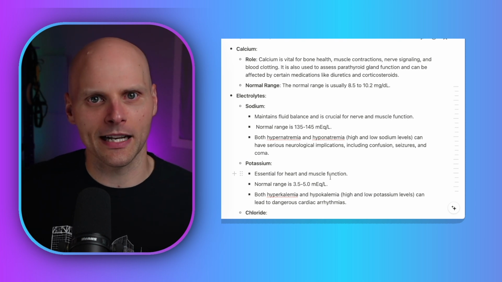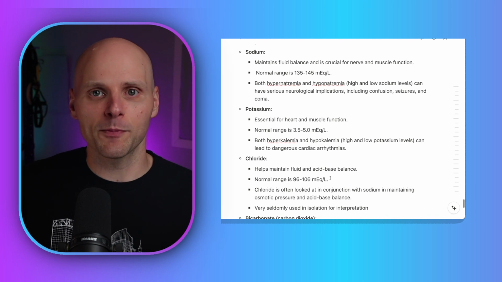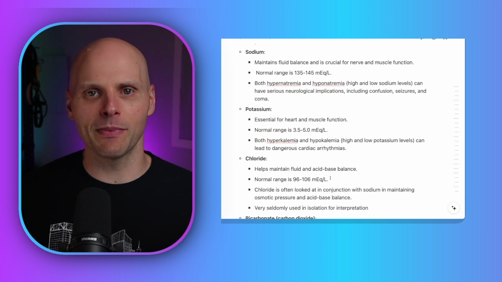So that's why we care about our potassium. Moving on to our chloride. Chloride helps maintain fluid and is part of our acid-base balance. And acid-base is essentially your body maintaining a very tight pH. The pH is how acidic or basic your blood is, and your body's very good at measuring that and adjusting appropriately to maintain a very narrow range. And chloride plays a role in that as well.